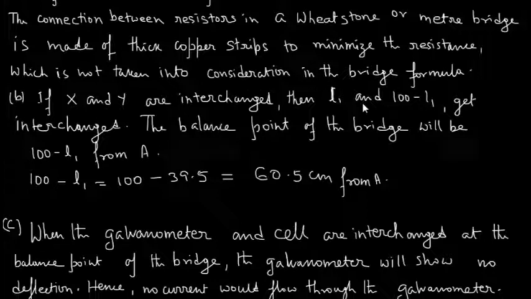B. If X and Y are interchanged, then L1 and 100 minus L1 get interchanged. The balance point of the bridge will be 100 minus L1 from A. So 100 minus L1, that is 100 minus 39.5, that is 60.5 centimeter from A.